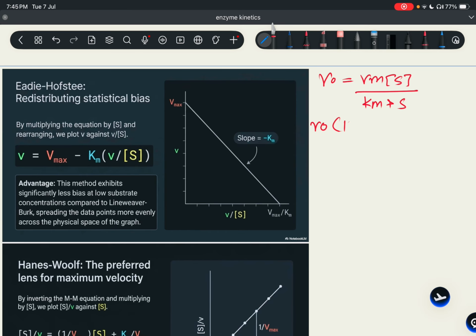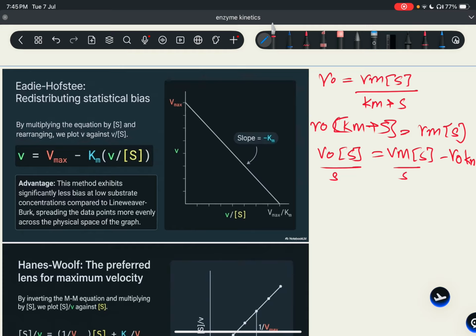Now, as you will see how I am solving that. This will go, not an issue. Now let's divide it by substrate. You will get V naught equals Vmax minus Km V naught by S. So this is the equation that you get.